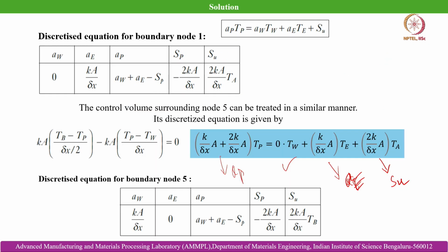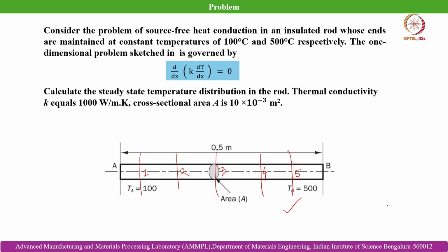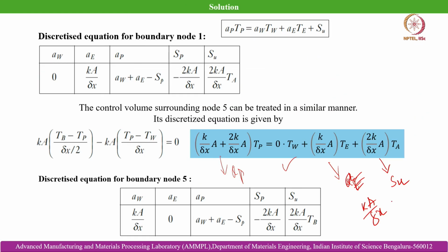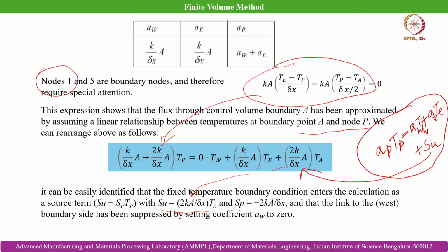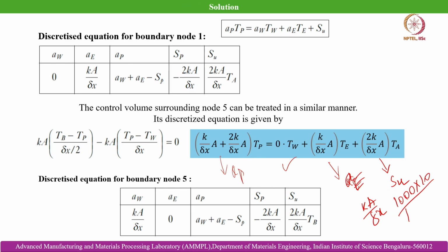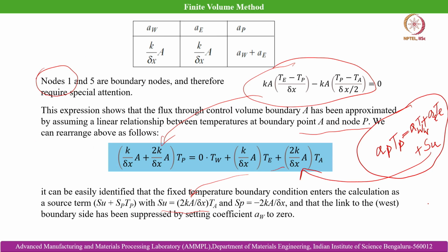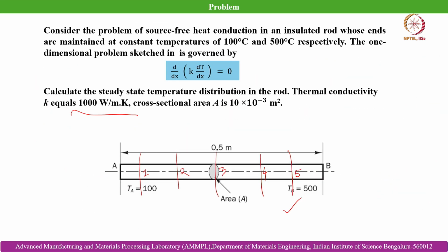we also already know Ka by delta x. How do we determine Ka by delta x? K is thermal conductivity, which we initially mentioned, that K equals 1000 watt per meter Kelvin. The area is 10 into 10 to the power minus 3 meter square, divided by delta x. What is the value of delta x? Because it is a one dimensional rod, the total length is 0.5 meter.